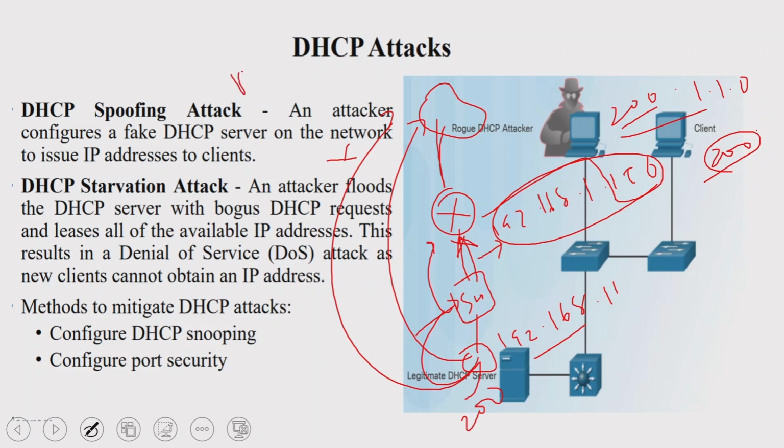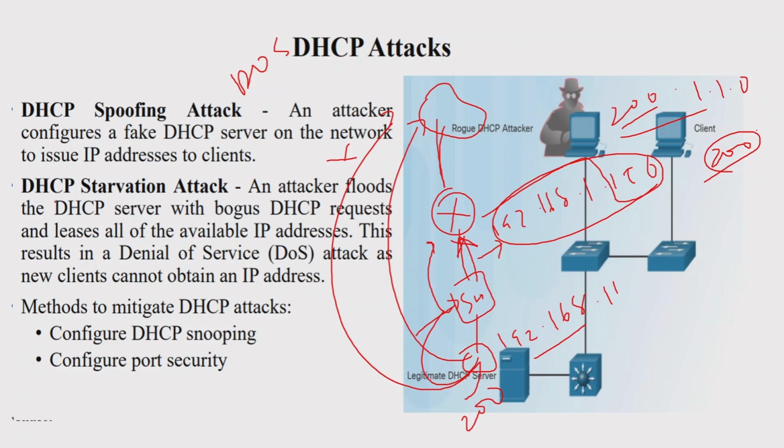So this is what we call denial of service, right? The ultimate view of the rogue DHCP server is that it is going to provide some fake IP address, which is not going to be accepted, so the client cannot get the information from the internet. So this is one kind of DHCP spoofing attack.